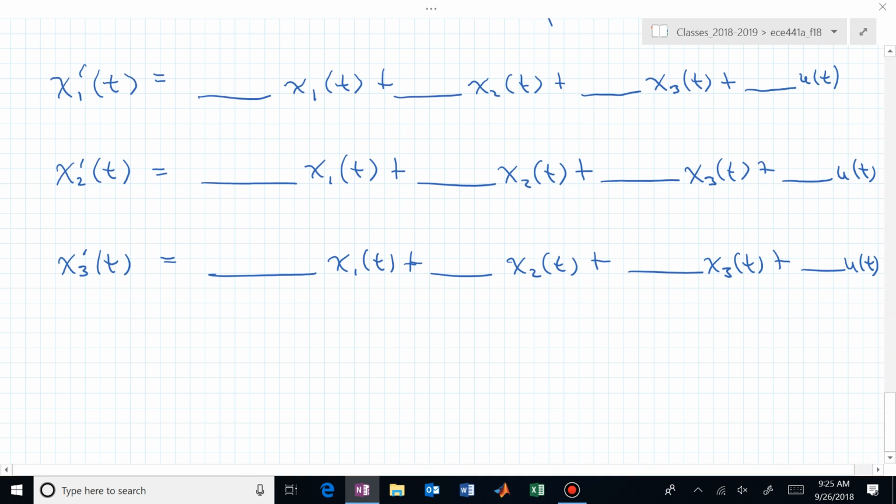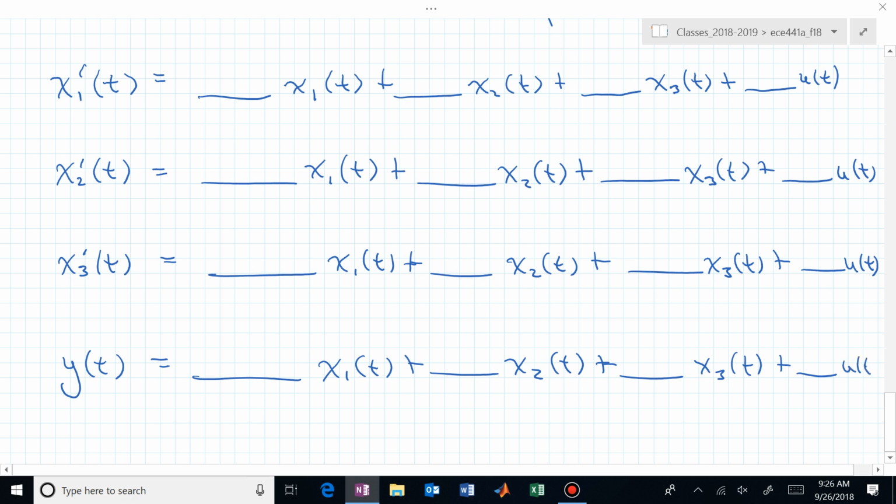And my output equation, y of t, I want to write in terms of a combination of state variables and the input. And in this particular set of equations, you should be able to see the system matrix A, the input matrix B, the output matrix C, and the direct feed-through matrix D. Those are staring us in the face if you had to find them. How do I fill in the top row of blanks?